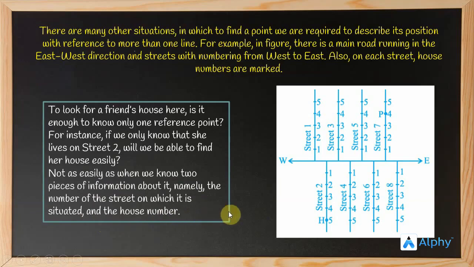If we want to reach the house which is situated in the second street and has the number 5, first of all, we would identify the street 2 and then the house numbered 5, which is H in the given figure. Similarly, P shows the location of the house corresponding to street number 7 and house number 4.